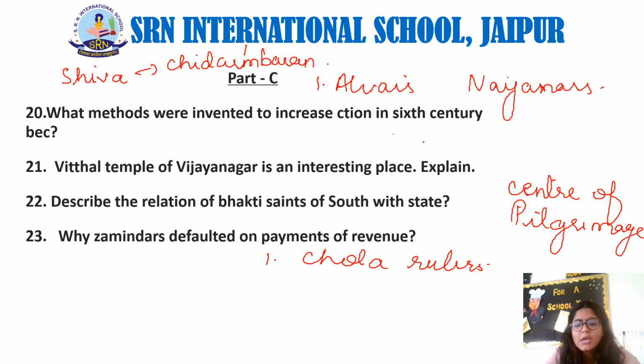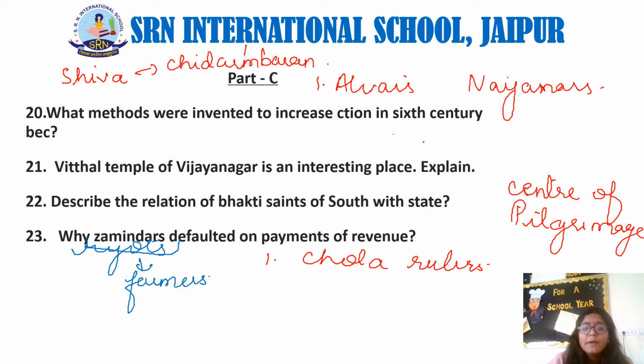I hope this is clear to all of you. Now we'll see the next question. Why did zamindars default in the payment? Now, the zamindari system was something where zamindars were allowed to collect taxes from the ryots. Ryots are basically the farmers or peasants. But now what happened? They defaulted on the payments because of the sunset law.